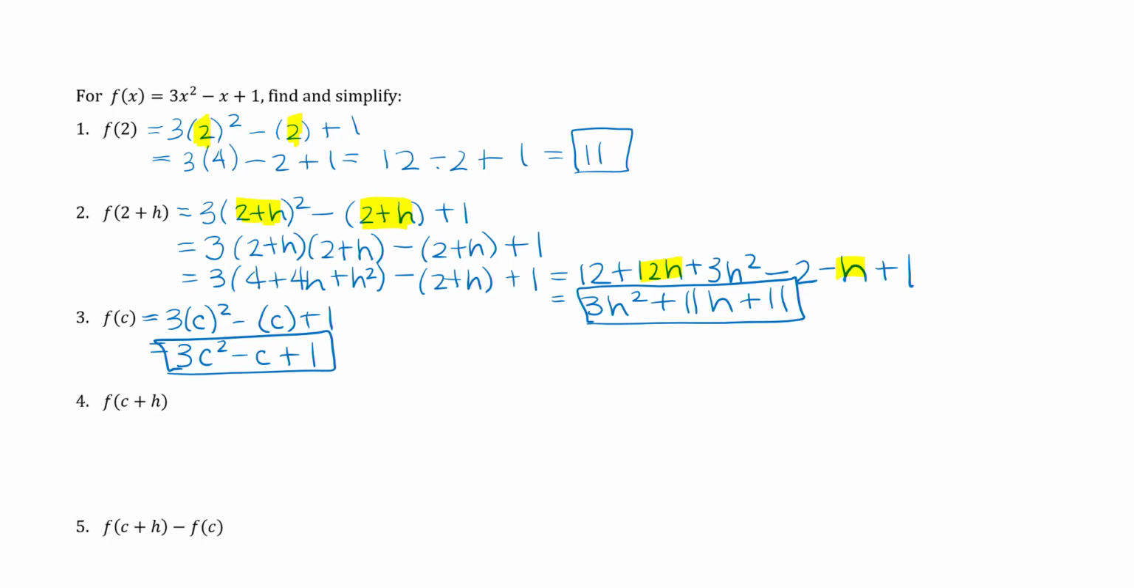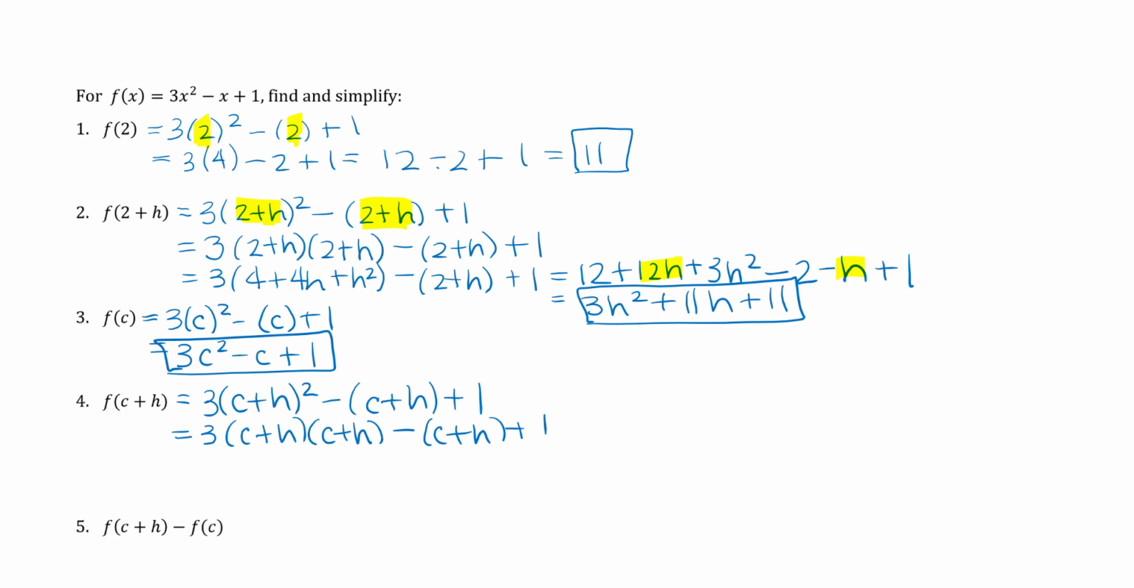Okay, so this next one is pretty similar to the f of 2 plus h. It's just that I have 2 letters here, c and h, instead of 2 and h, but I'm going to start the same way. 3 times the quantity c plus h squared minus the quantity c plus h plus 1. And I'm going to go ahead and multiply out that c plus h times itself. So when I FOIL c plus h times c plus h, I'll have c squared, and then I'll have a plus ch term and another plus ch term, so that'll be plus 2ch, and then plus h squared.